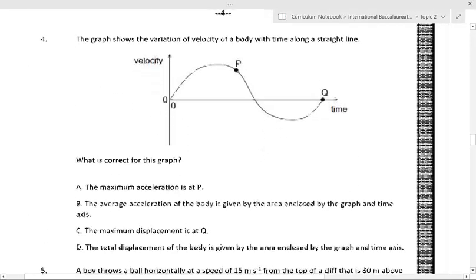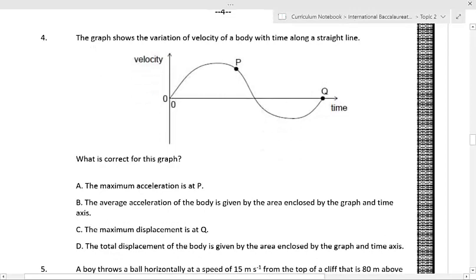Okay, this graph shows the variation of velocity of a body with time along a straight line. A says the maximum acceleration is at P. Well, that's not true, because the maximum acceleration is when it's the steepest, and it's steeper after P, so it's not that one. The average acceleration of the body is given by the area enclosed by the graph and time axis. That's not true, because acceleration is the gradient.